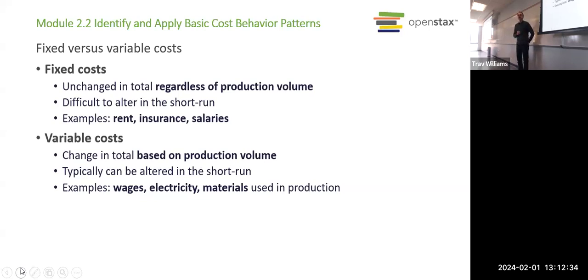Total variable costs, do they vary based on production? Yes, that's why they're called variable costs, right? That's the easy part. So if you just remember that, that's going to be really helpful. And then where it gets tricky is when we start talking about cost per unit, because then it's the opposite. Fixed costs per unit go down the more you produce.